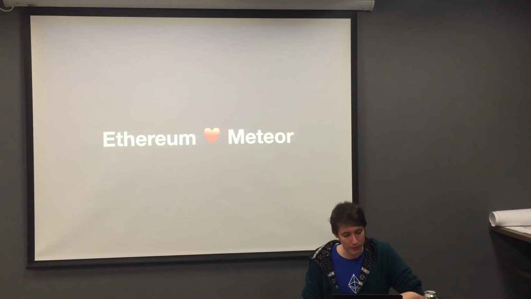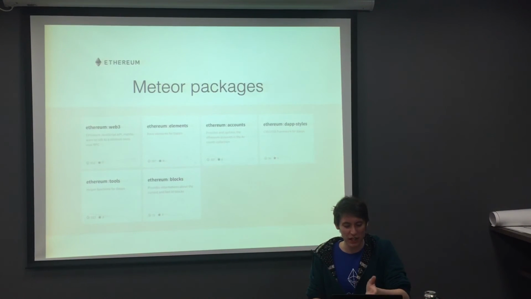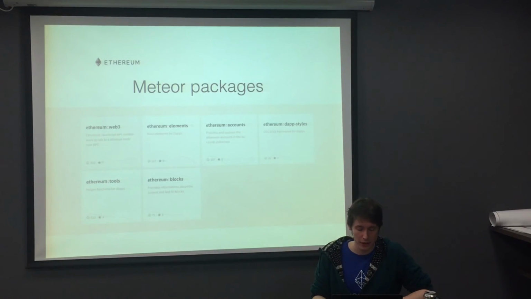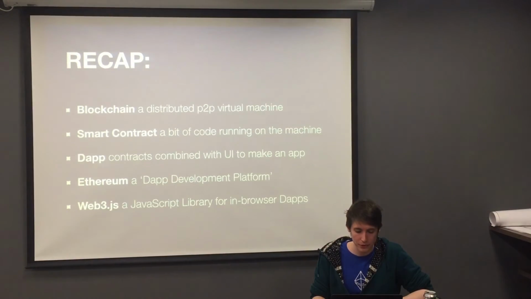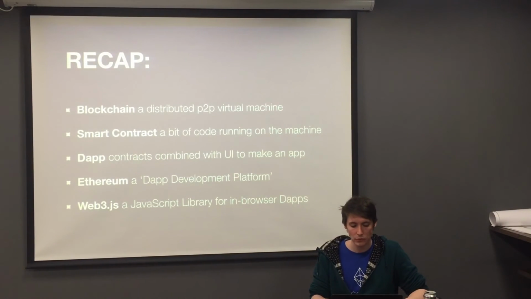And of course it loves Meteor. There are a bunch of Meteor packages that allow you to do accounts and stuff, integrate with the Mist browser, which I'll show you in a second, and style the app to look like the rest of the ecosystem. So to recap, things we talked about: blockchain, smart contract, DApp, Ethereum, WebJS, Web3.js.